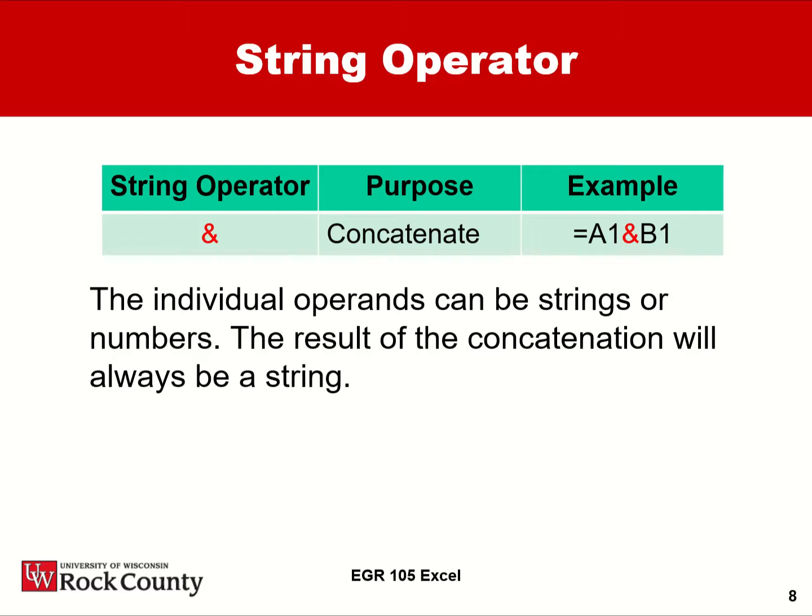Okay. The other operation that I just kind of mentioned before, when I had that equals, is the ampersand. This is the string operator, which is concatenation. It concatenates two strings together. It puts them together. So an individual operand can be strings or numbers, and the result will always be a string. So if this is a value of 1 and 3 and I concatenate it, it will be a string. Let's take a look at that.